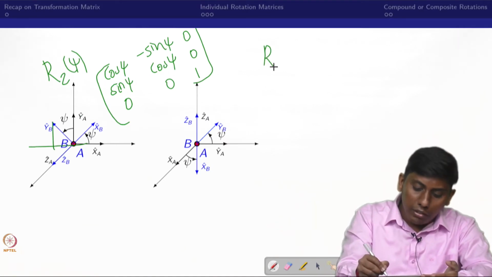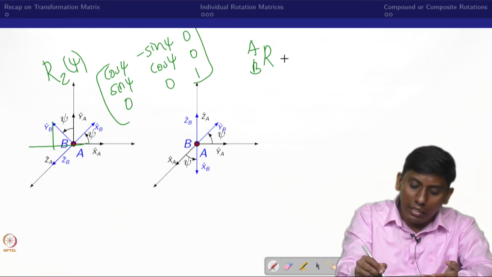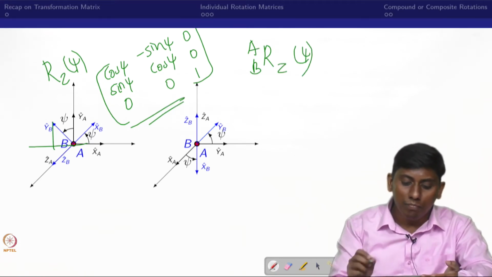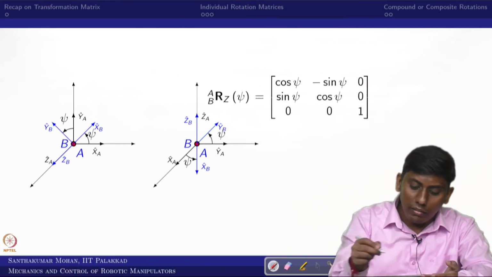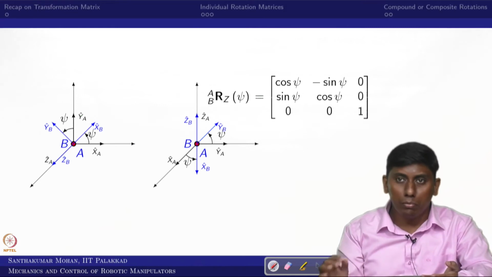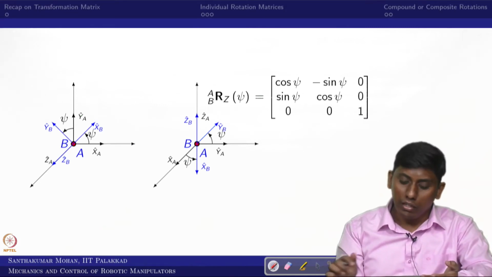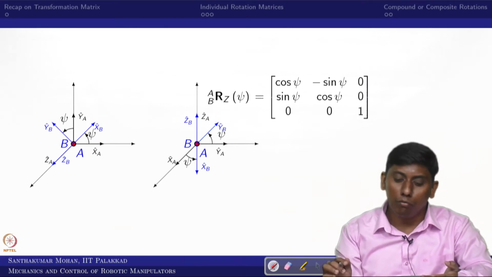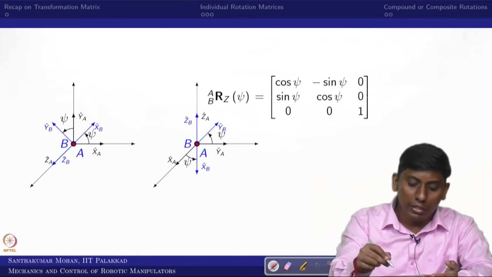Now if I use the rotation matrix of B with respect to A, this is the final matrix. This is what we obtained, and it is going to be useful for the composite or compound rotation. That's why we have done this. Let us move to the compound rotation.